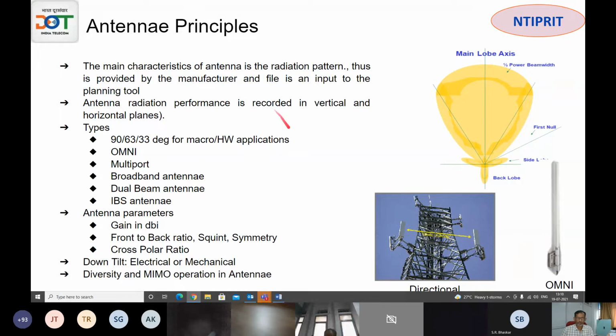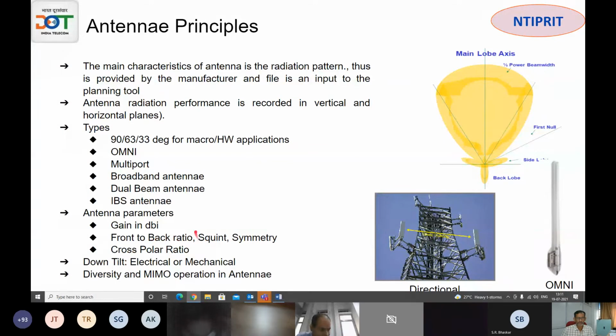So there are different types of antennas to choose from, which are required at the planning stage. People have to decide what type of antenna will be best suited for the situation. Then antenna parameters. First of all, you have this dBi, which is the directive gain of the antenna. Then you have back-to-front. So back transmission is generally not good, but sometimes people use it for specific purposes. Then you have the front-to-back ratio.